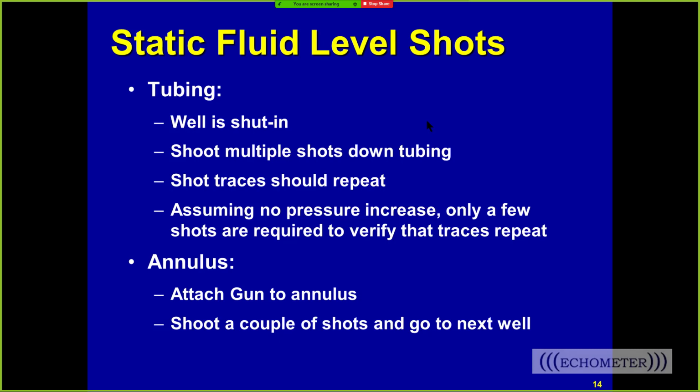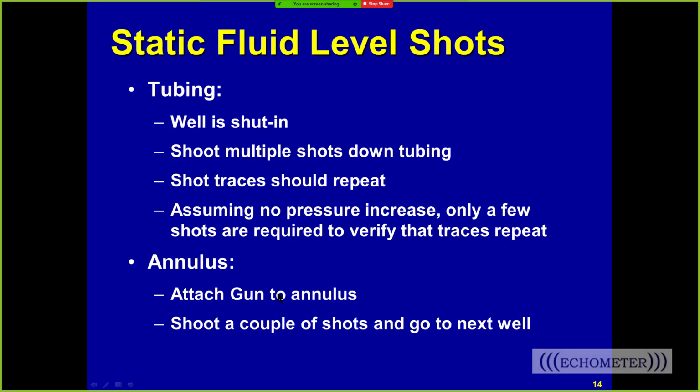You know, a lot of gas wells have really high static pressure, and it may take quite a while, so you may have just some limit on the amount of pressure buildup that you allow to declare the well as static. But you take a couple shots and make sure there's no pressure increase and the fluid level is not changing.